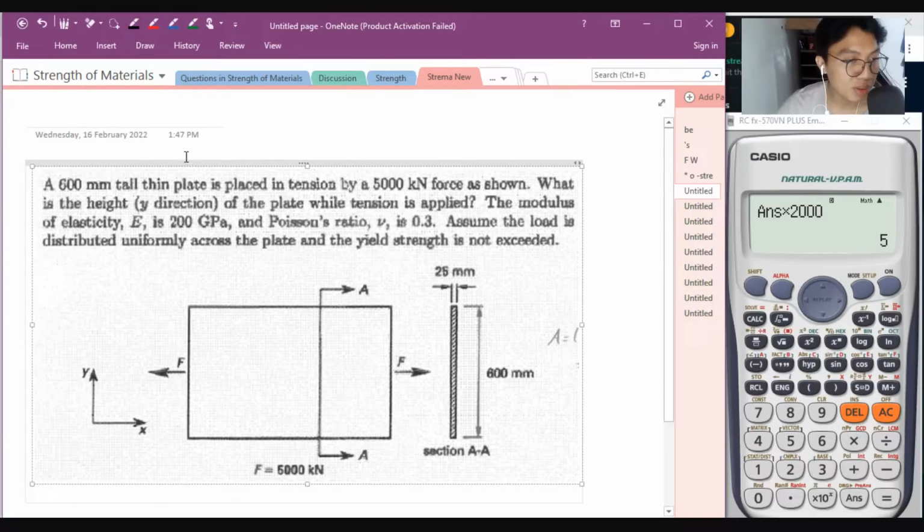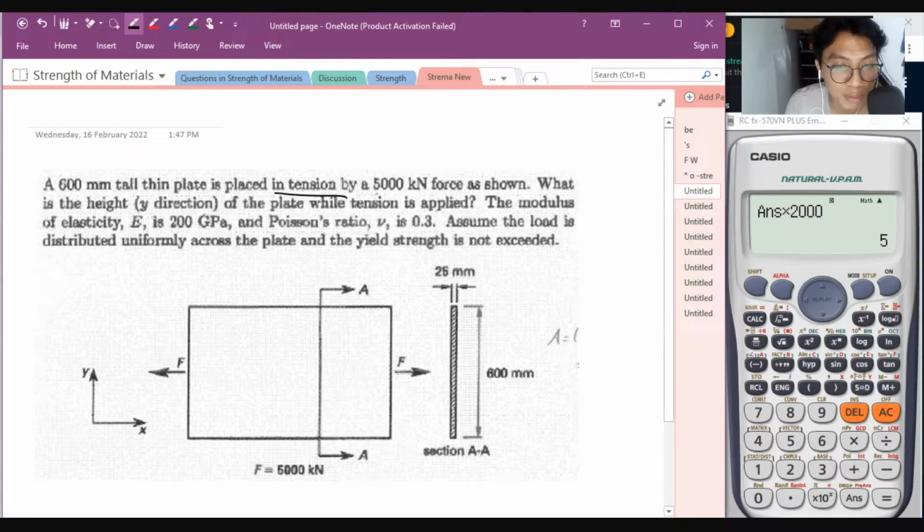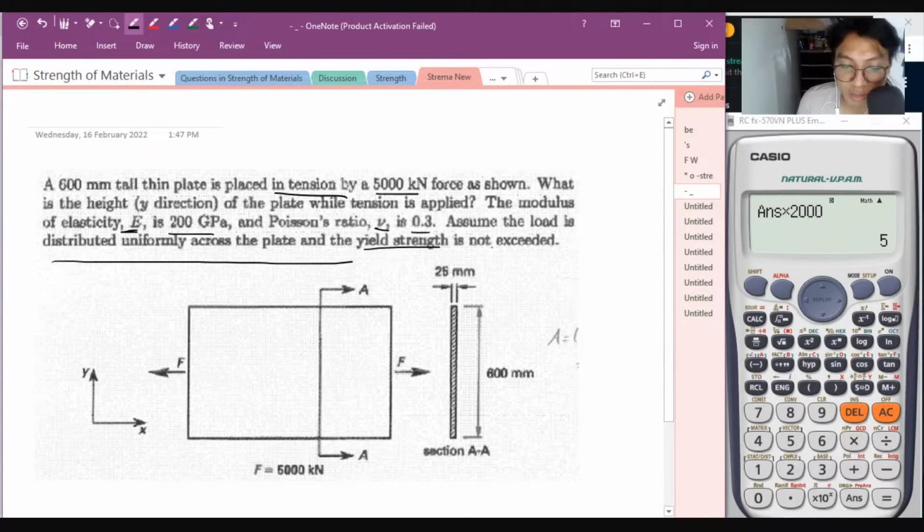A 600 millimeter tall thin plate is placed in tension, hinahatak by a 5,000 kilonewton force. What is the height in y direction of the plate while the tension is applied? The modulus of elasticity, E is 200 GPa. Diba? Tama naman. So, steel plate yan. And the Poisson ratio, V, is 0.3. Assume the load is distributed uniformly across the plate and yield strength is not exceeded. Ano ba yield strength niya dyan? Okay. Dahil lang isolve yan.